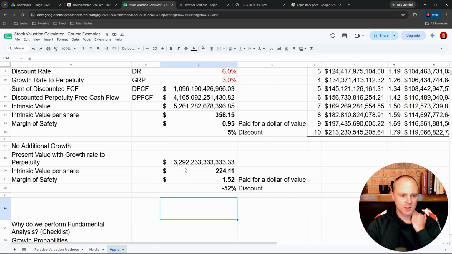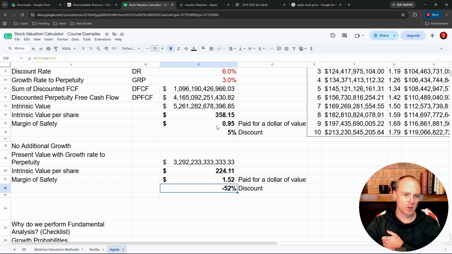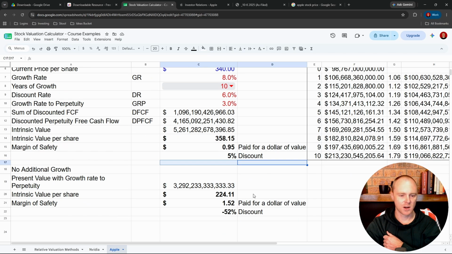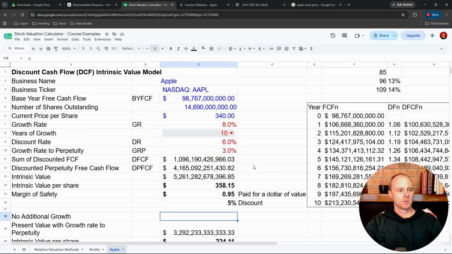Now, looking at the pessimistic case, if this business didn't grow at all, what would be the value? So we'd be talking about $224. And at the moment, we'd be paying 50% more than what we would in that scenario. And that is how to value Apple, at this point, the most valuable company in the world.